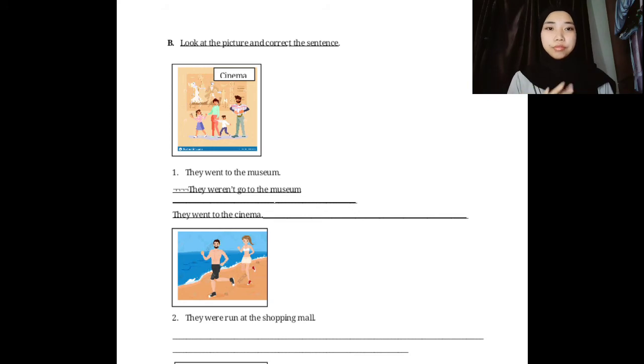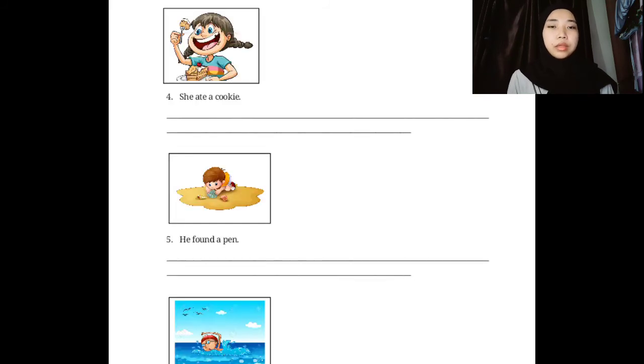I have provided an example answer so that students can refer to it to answer the other questions. Like in question number 1, "they went to the museum" is a wrong statement, so the student first needs to state that they didn't go to the museum, and then state the right statement, which is that they went to the cinema. It's the same for the other questions. So the last part is the answer scheme.